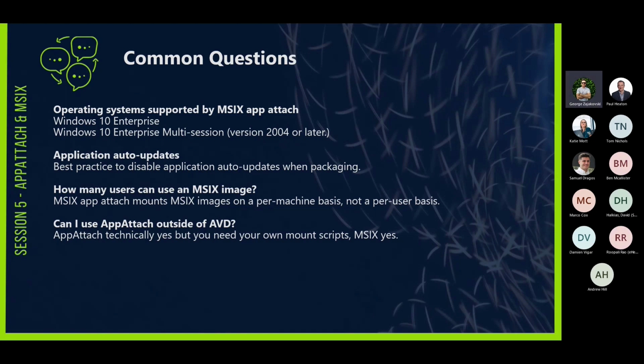In regards to application auto updates, when you do your packaging process, because it's like a sequence that records what you're doing, best practice is to disable any application auto updates when you package the app, or any license information or anything like that that you need to capture. You do it at the time of packaging, and then you save or export the package once that's been done.